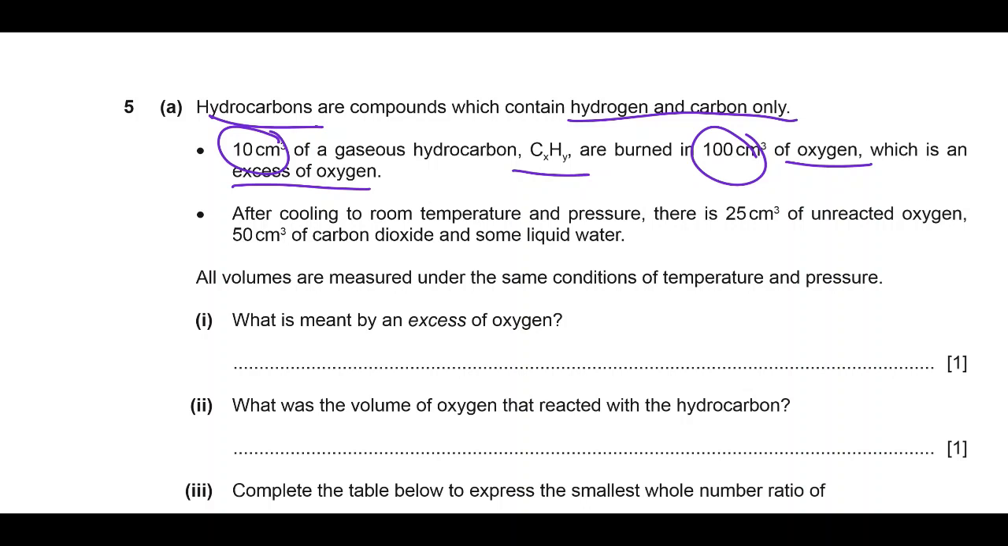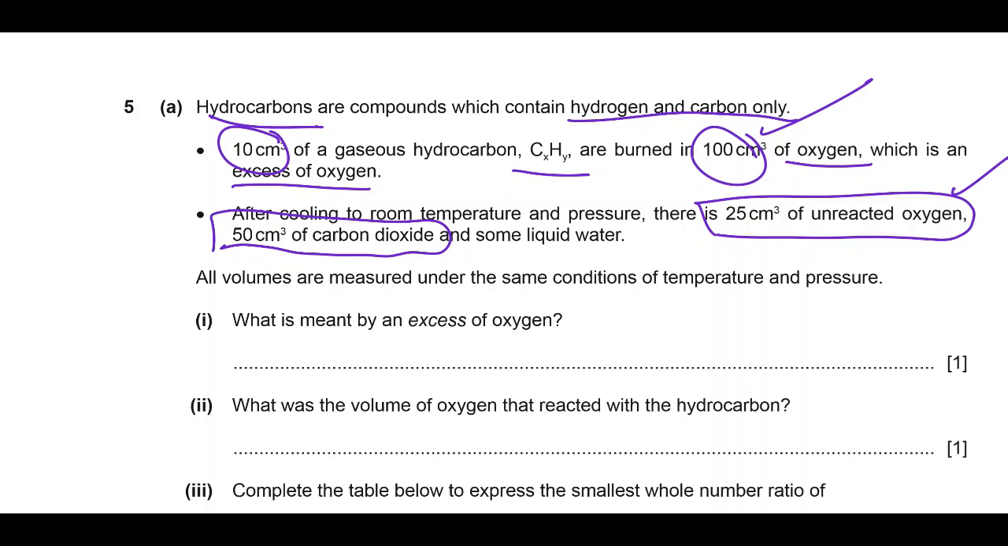There is 25 cubic centimeters of unreacted oxygen. You have started with 100 and you have ended with 25 cubic centimeters. That means not all the oxygen has reacted, only 75 cubic centimeters. And you have formed 50 cubic centimeters of carbon dioxide, which is one of the products of the combustion reaction, and liquid water.